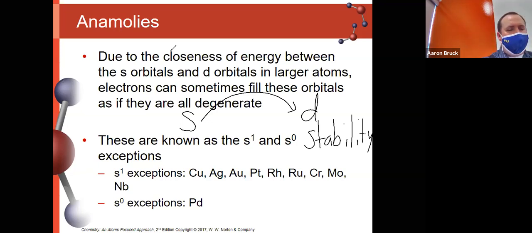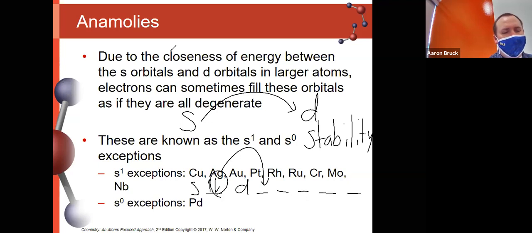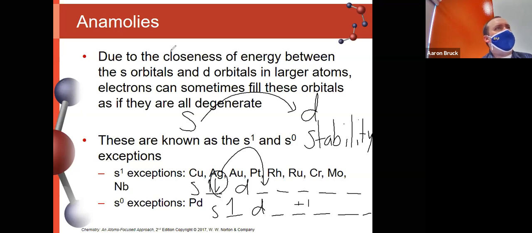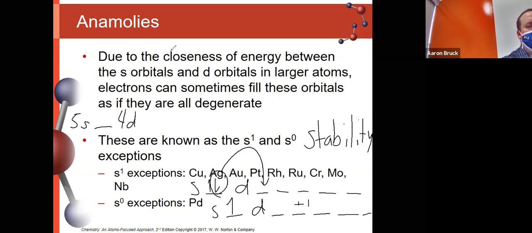And so in the S1 exceptions, we would see one electron move over, and I would be left with one in the S sublevel plus one more in the D sublevel. And for palladium, we actually see S0. So for palladium, and palladium's the only one that does this, I have my 5s sublevel and my 4d sublevel next to it.